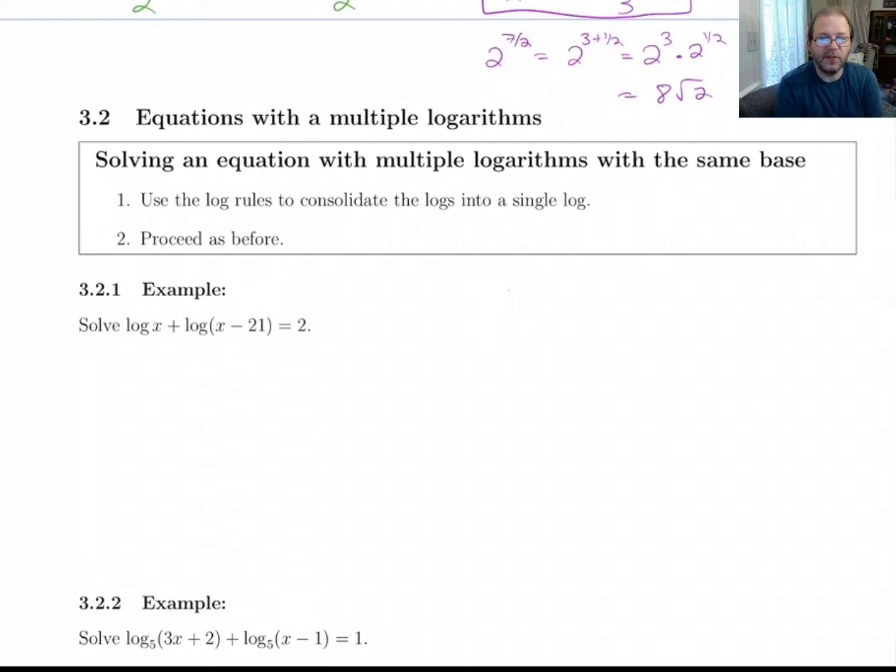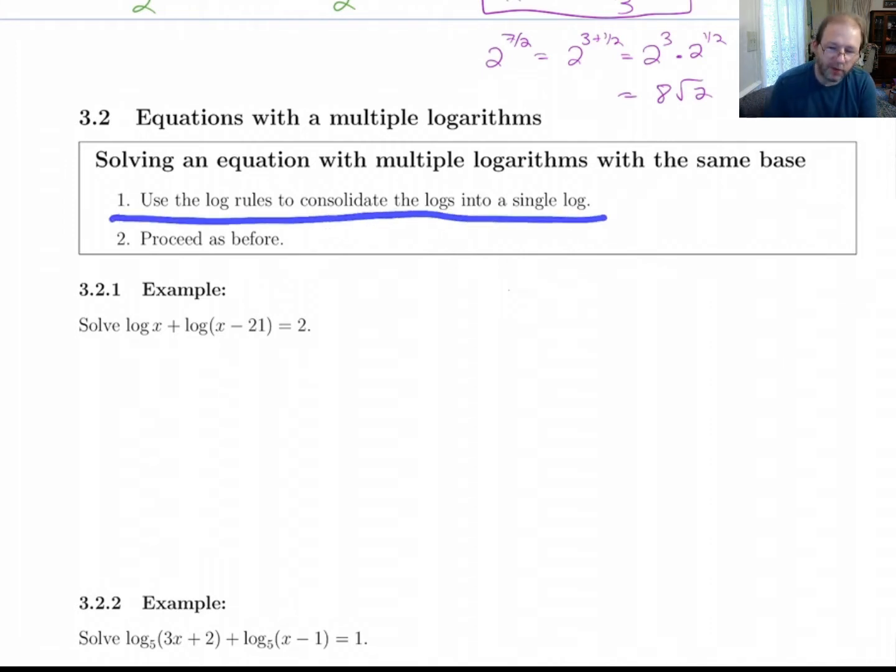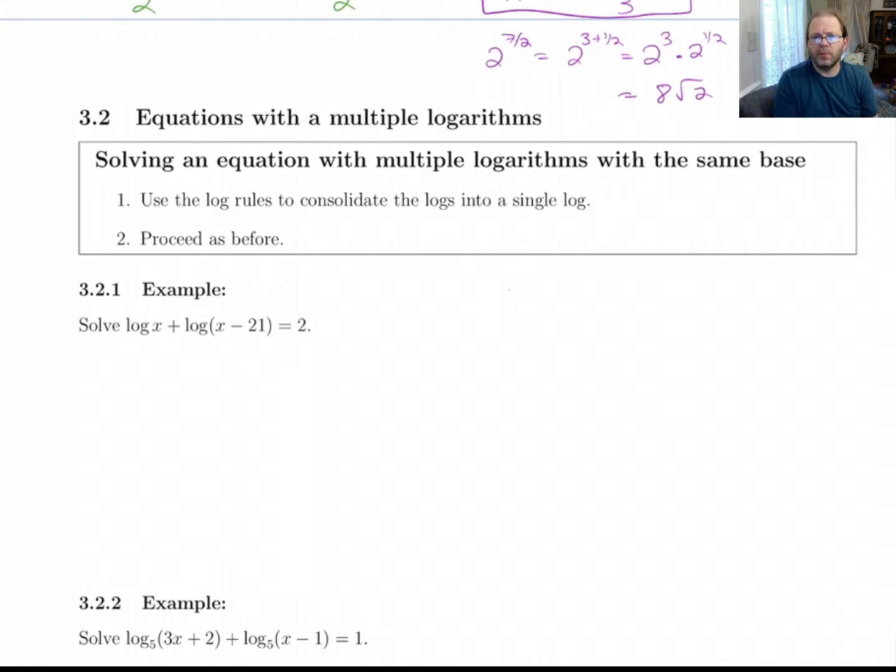Alright, this is the seventh and thankfully final video of this section. We're going to look at solving equations that have multiple logarithms in them. These are going to work just like the ones we did before, but with one extra step on the beginning. First thing we have to do is use the log rules to consolidate all the logarithms into a single log. Or we might want to do that individually on each side of the equation. And after we do that, we'll proceed as before.